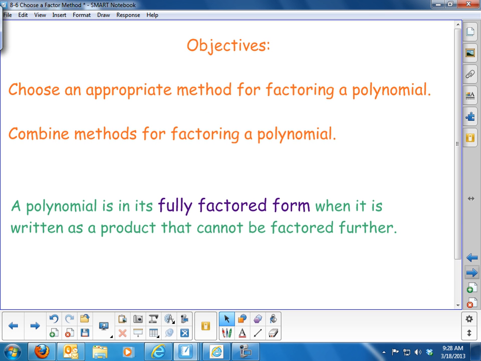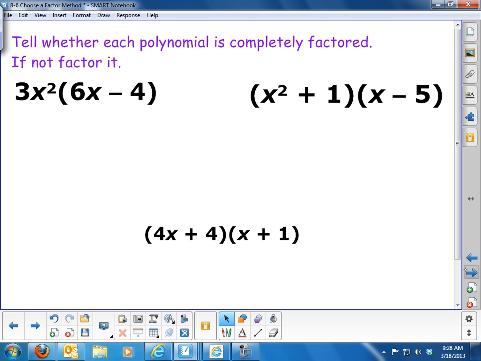Alright, so the objective: choose the method that you're going to use to factor a polynomial. And we're going to learn in the next slide to be able to tell whether something is fully factored or not. A polynomial is fully factored when it is written as a product that cannot be factored any further. Just as we keep reducing or simplifying fractions until they cannot be simplified any further, that's the exact same thing that we do when we're factoring. We don't want to leave anything in our answer that can be factored further. So let's look at these three and determine whether or not they are fully factored.